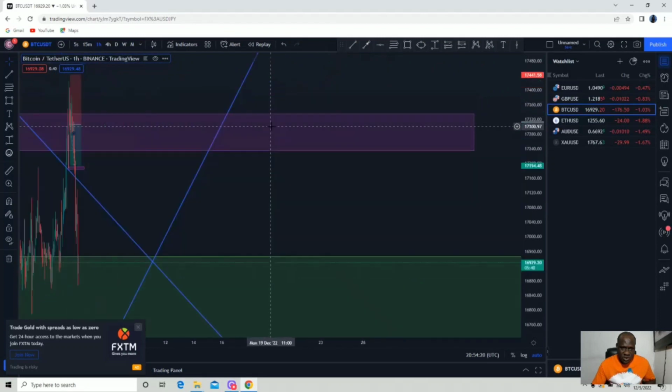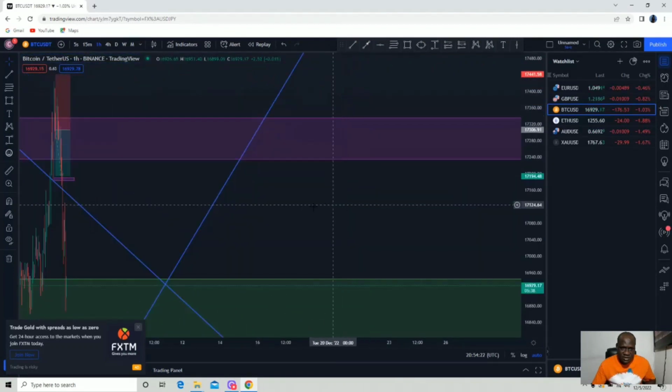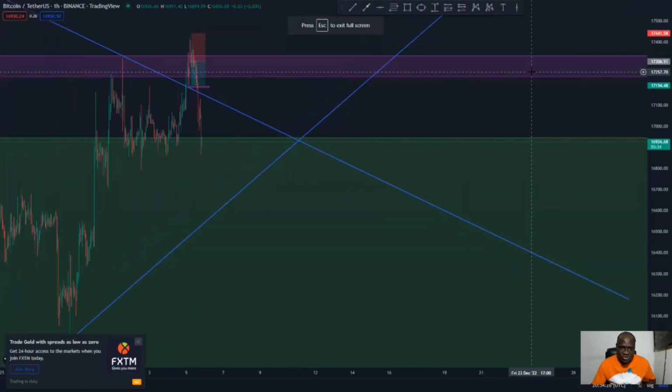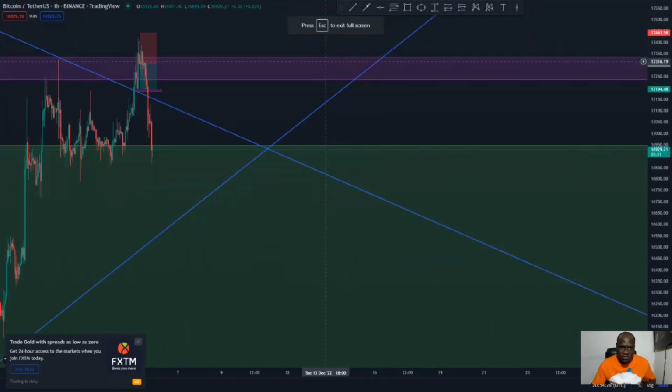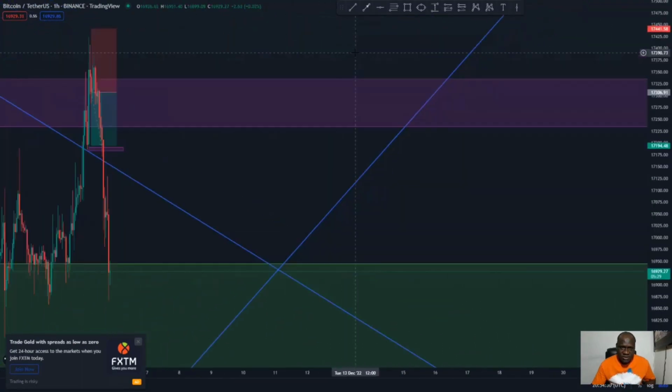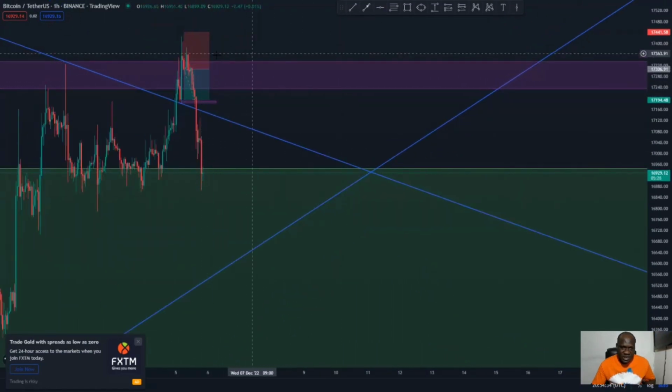This is the 1 hour. Look at how it respected the trend line and the structure. Look at the fake out, and it started coming back down. I expected this structure and it came back down to this side. It broke the trend line, but you expected the structure.